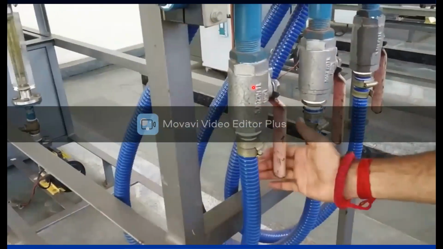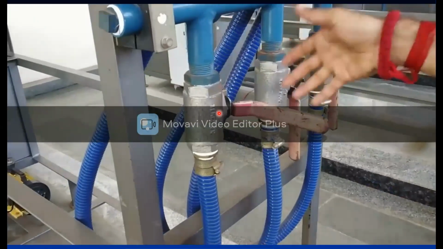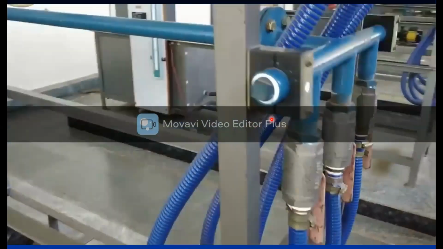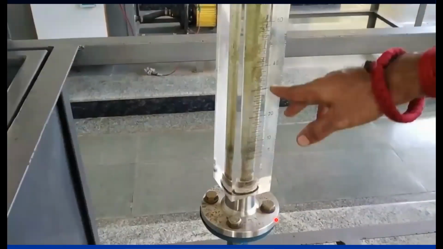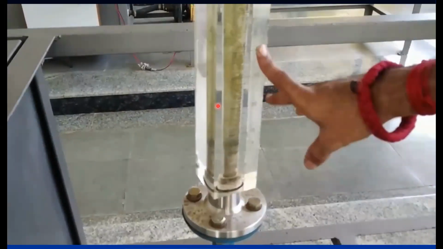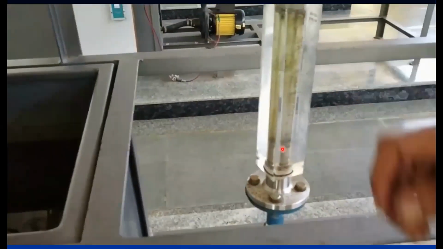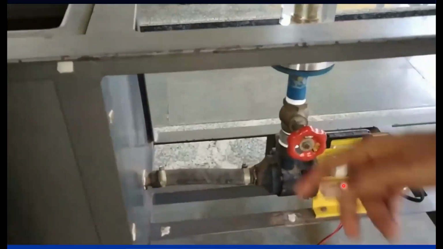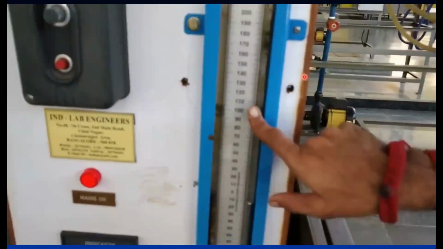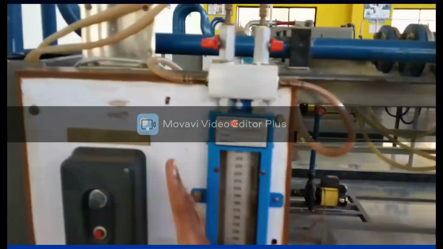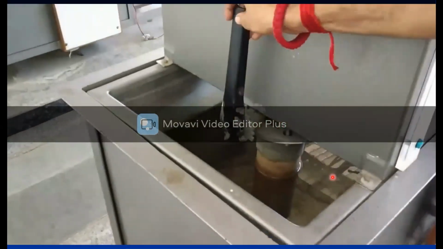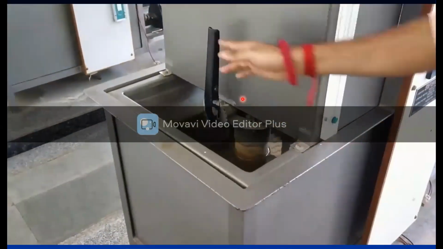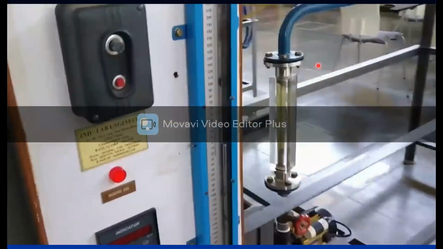Now we have to conduct the trial on the venturimeter. So we keep this valve open. This is connected to the pump, which measures the discharge, that is the inlet discharge. This is a mercury manometer, which is connected to the inlet and outlet. This is the measuring tank. At the time of measurement, this is closed.